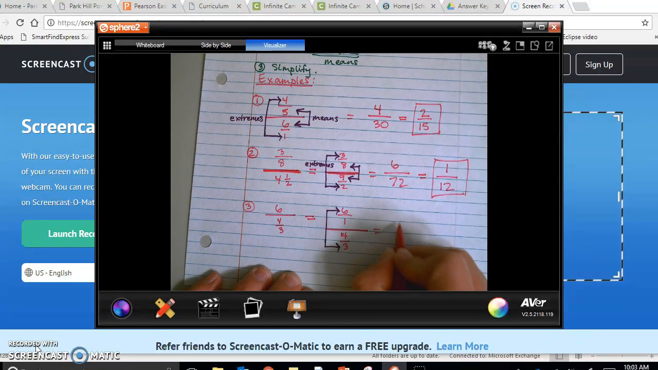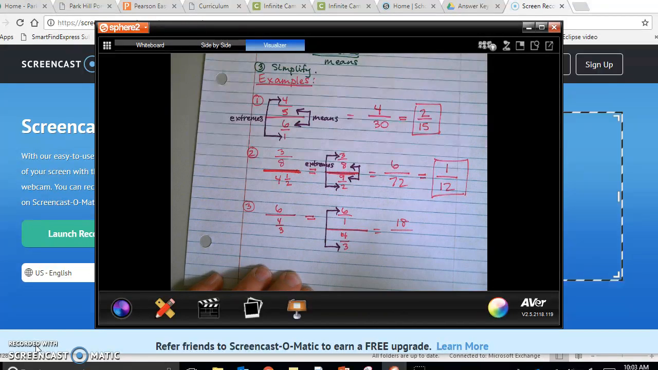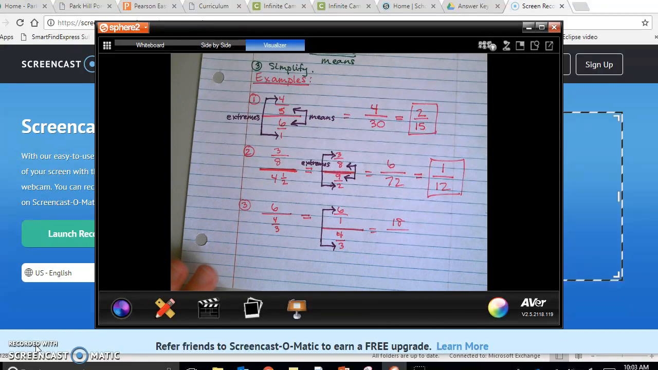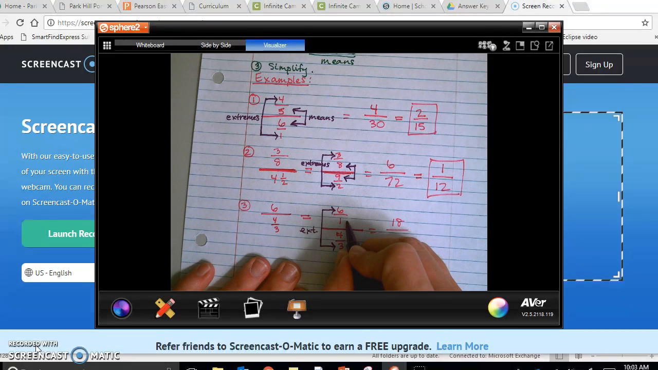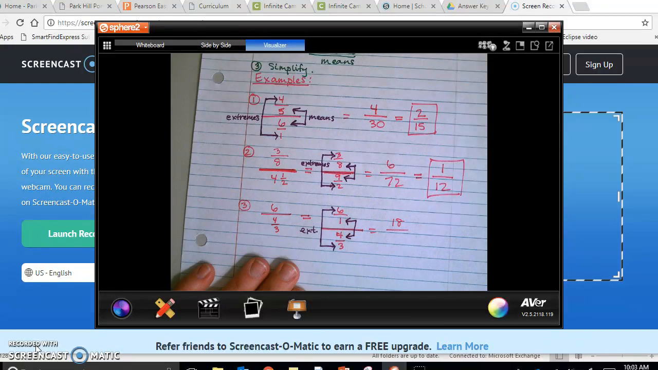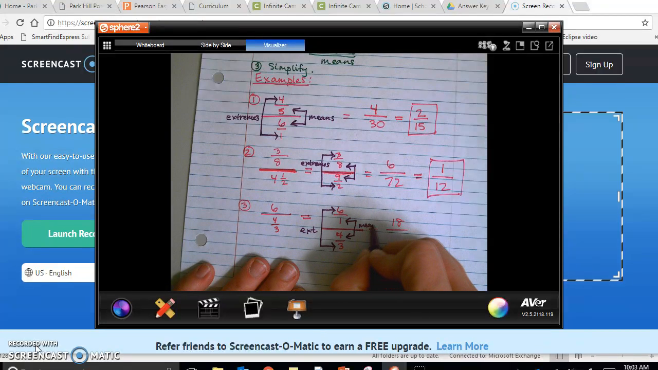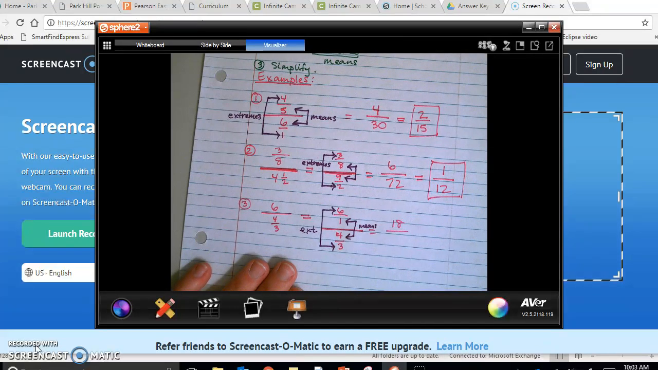6 times 3 is 18, so that goes on top, extremes on top. Now I identify my means, which are 4 and 1. Those are closest to the fraction bar. And 4 times 1 is 4.